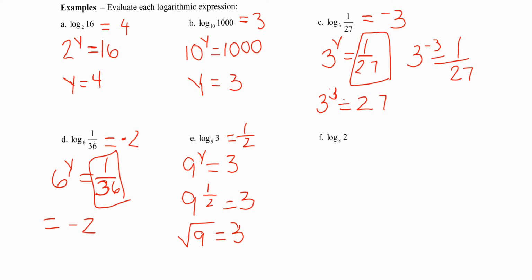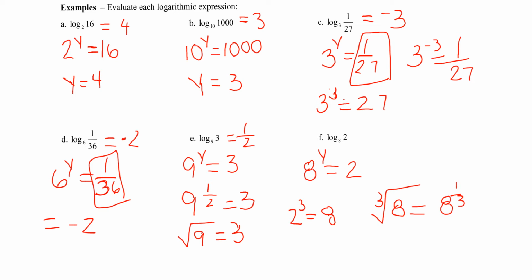And then here we have 8 to the y power equals 2. So you're taking 8 and making it smaller, so we're really going to look at a square root or a cube root or a radical here. And I happen to know that 2 to the 3rd power gives me 8, but I want to go the other way. So we're going to look at the cube root of 8, which if we write it as a fraction, remember, is 8 to the 1/3 power. So our answer here for y is 1/3.